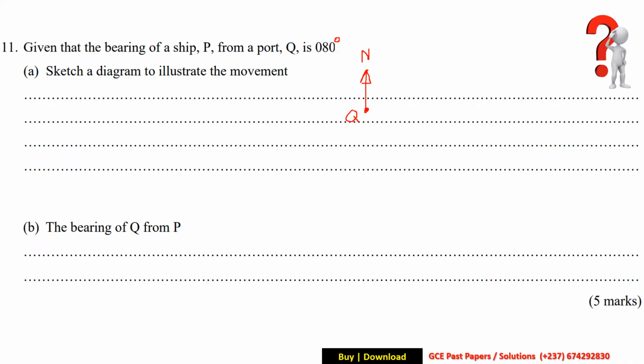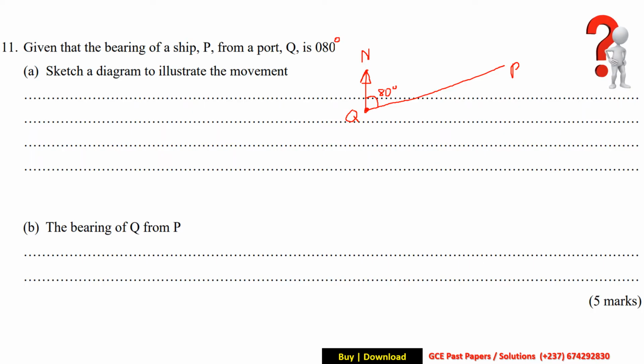Remember, this is 90 degrees. So that ship is approximately like this. Yes, this is the 80 degrees, like that. So this is where the ship is, P. So that's the sketch.